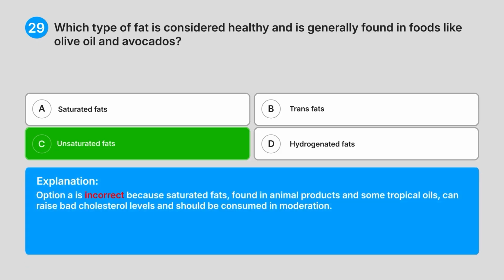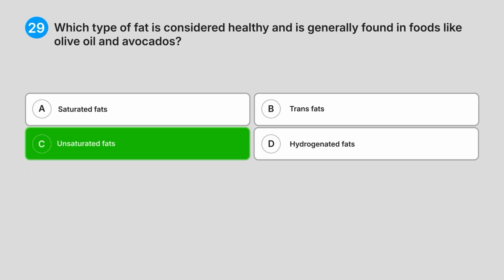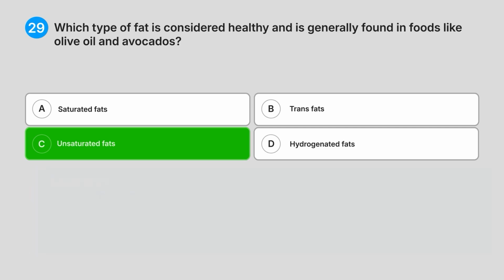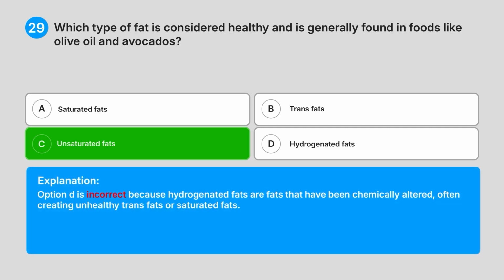Option A is incorrect because saturated fats, found in animal products and some tropical oils, can raise bad cholesterol levels and should be consumed in moderation. Option B is incorrect because trans fats are unhealthy, industrially produced fats that raise bad cholesterol and lower good cholesterol, increasing heart disease risk. Option D is incorrect because hydrogenated fats are fats that have been chemically altered, often creating unhealthy trans fats or saturated fats.